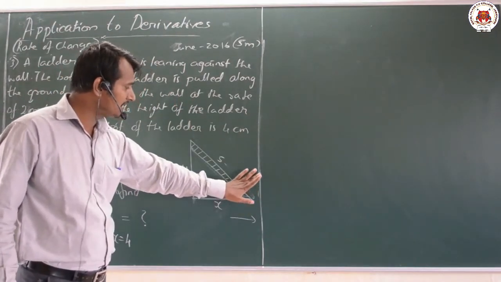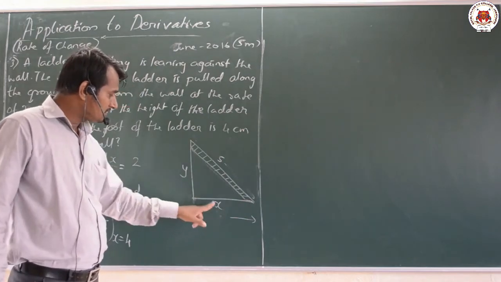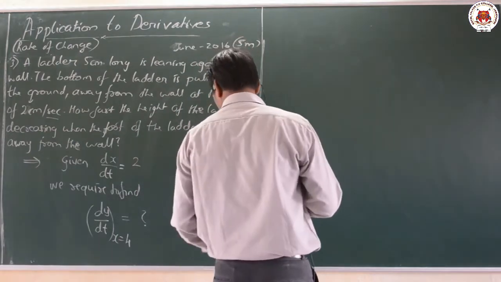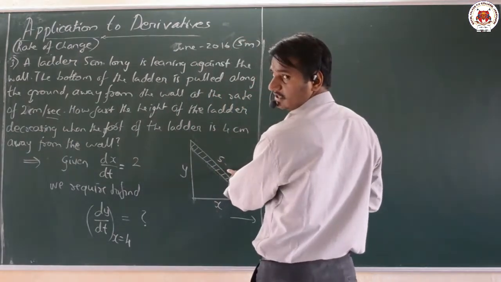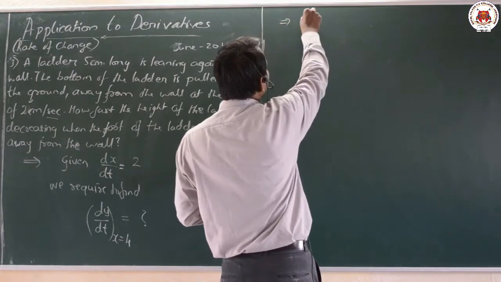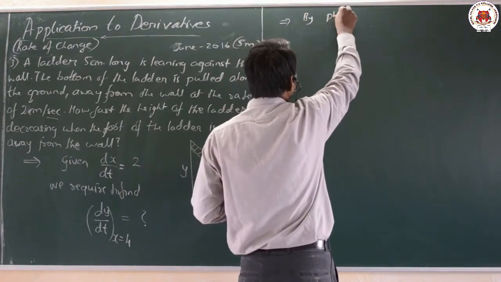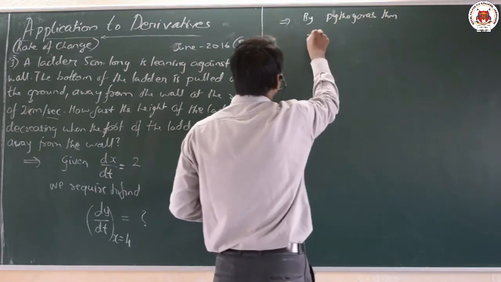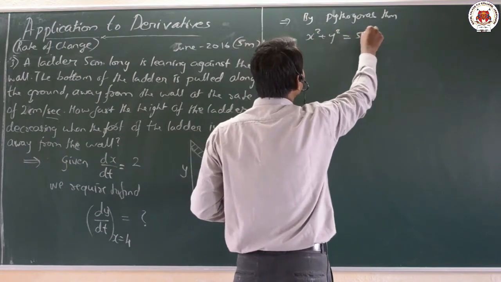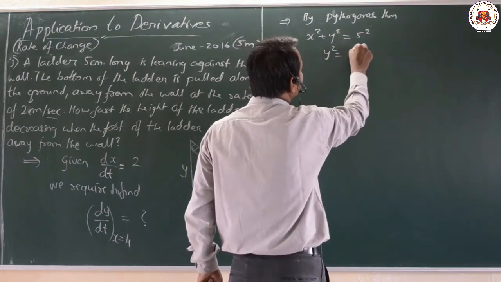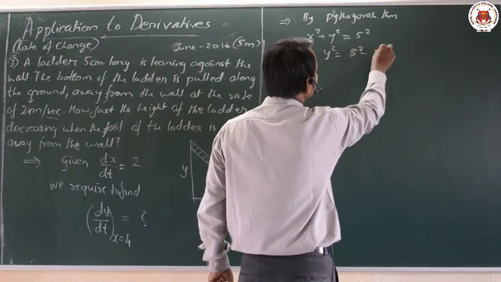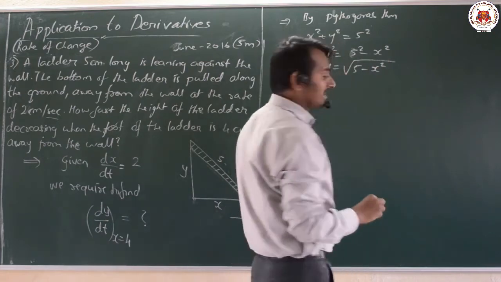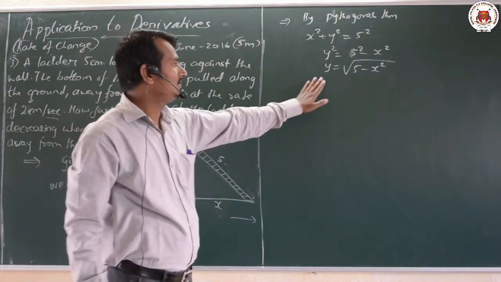Depending on this particular diagram, we can observe x, y and 5 here. According to the Pythagoras theorem, x square plus y square is equal to 5 square. Or else y square is 5 square minus x square, or y is equal to root of 25 minus x square. Now what we got here, students? We got the value for y.